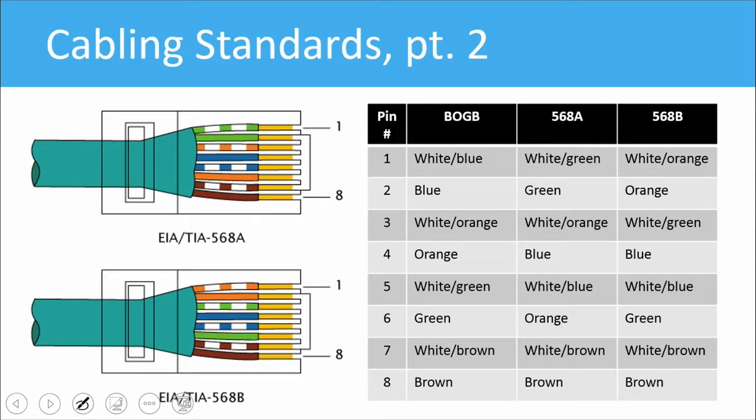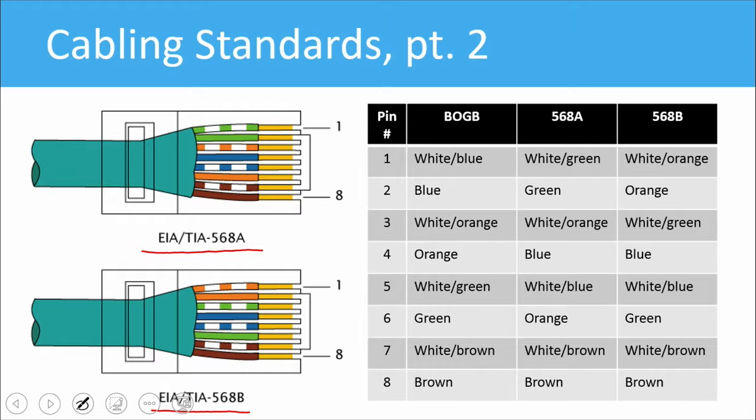All right, so let's detail some of these cabling standards. You've got an older version, BOGB. Then we have the 2 that are most commonly used. We have 568A and then 568B. Notice here we've got 2 models up on the screen for you.